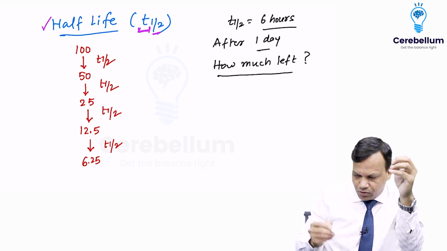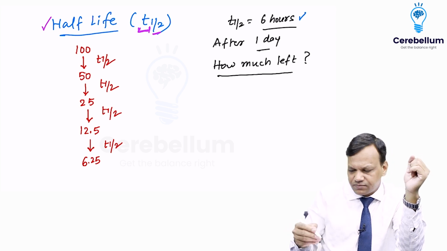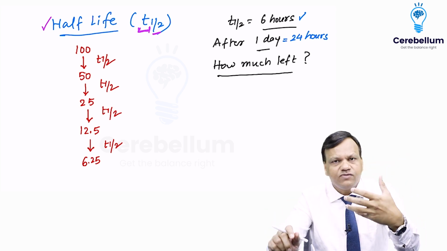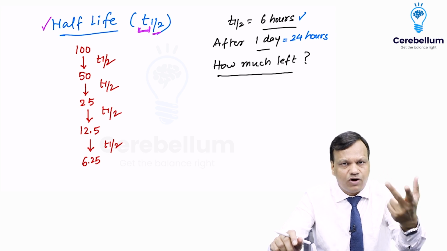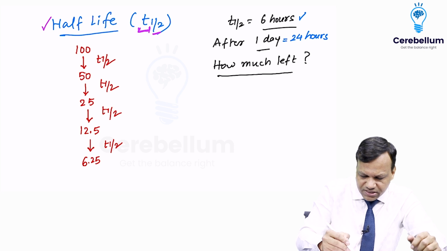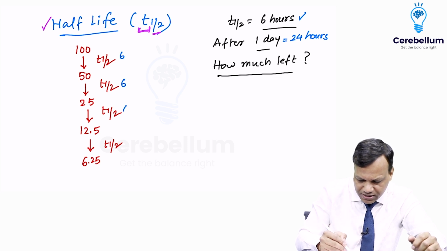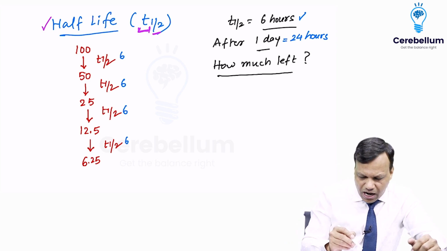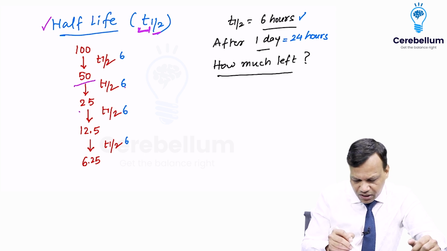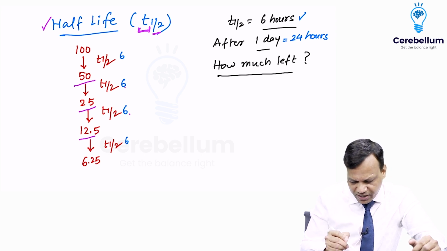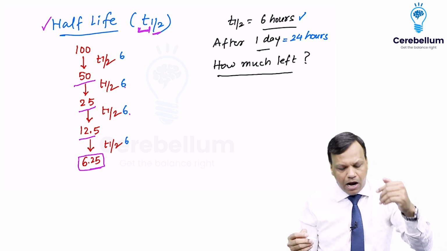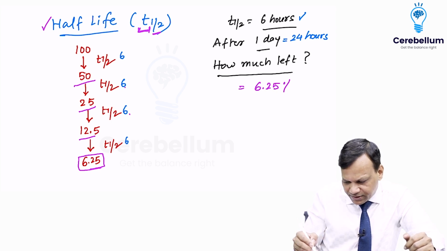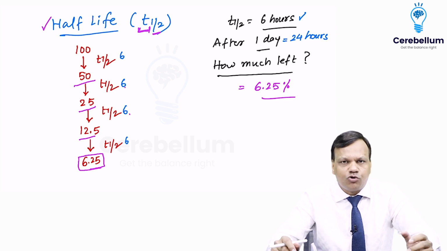So it's very simple to calculate. We have half-life of 6 hours. 1 day means 24 hours. That means there will be a total of 4 half-lives. 24 by 6: 6, 12, 18, 24. Clear? So if we say the first half-life is 6 hours, then 6 plus 6, 12, plus 6, 18, plus 6, 24. So how much drug is left after 24 hours? After 6 hours, 50 is left. After 12, 25 is left. After 18, 12.5 is left. And after 24, 6.25 is left out of 100. So how much is left? The answer will be 6.25%. Out of 100, 6.25 is left.